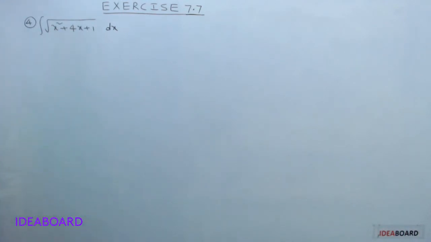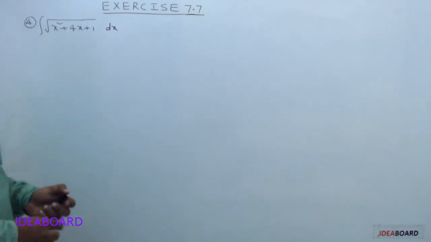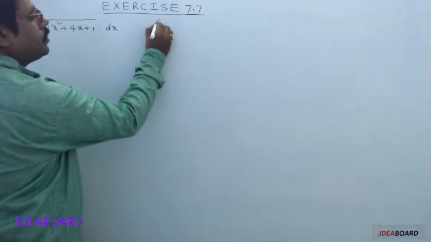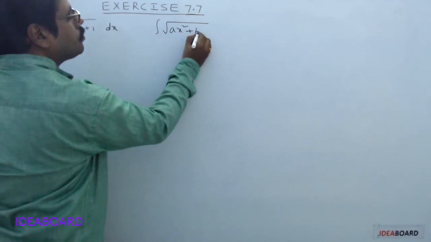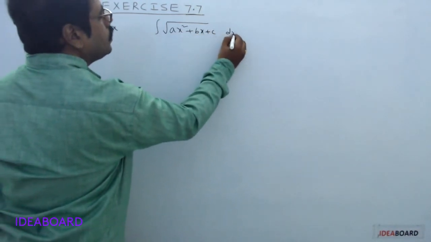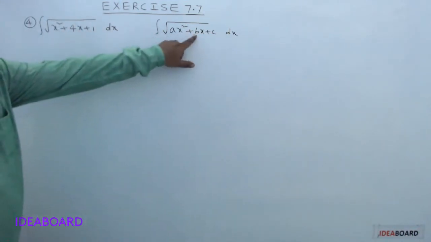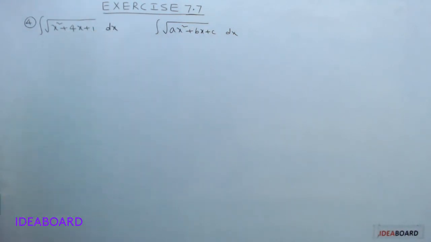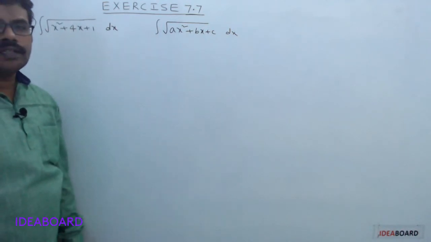Come to the next question. Integral square root of x square plus 4x plus 1 dx. Now clearly your given problem is of the form integral square root of ax square plus bx plus c dx. Here a value 1, b value 4, c value 1. Now here what is the procedure to evaluate this type of integrals?